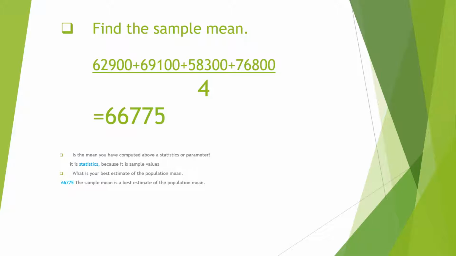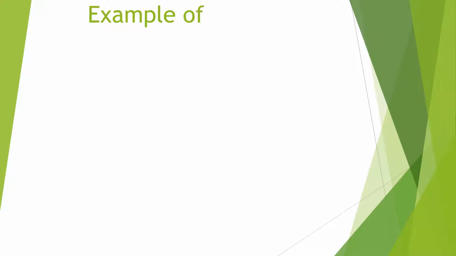The next question is: what is your best estimate of the population mean? The best estimate of the population mean is 66,775. What it means is that in inferential statistics, all the results that we get later on are based on the sample. So the value of the sample becomes our estimate of the mean of the population. That's why we do the sample study: so we can guess what the results would be if we had studied the population.